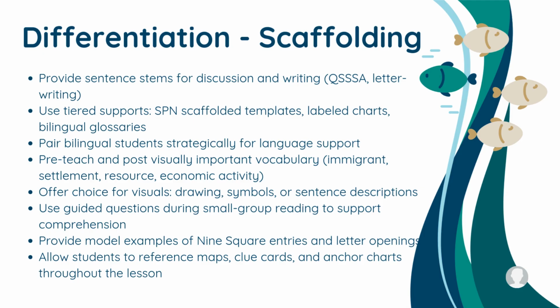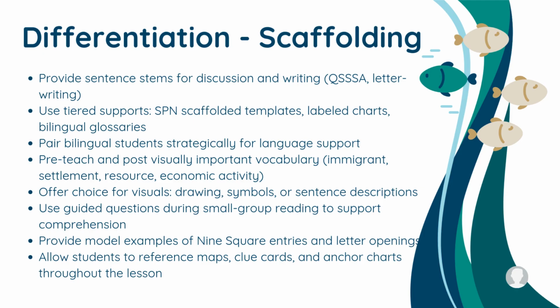Sentence stems during QSSA and the letter writing tasks give students a clear starting point. Strategic pairing makes sure students have peer language supports during group tasks. Visual vocabulary supports, pictures, gestures, and anchor charts help students internalize key terms they'll use across the lesson. There are scaffolded versions of the 9 square and letter templates provided, and this gives tiered entry points so every student can contribute meaningfully.